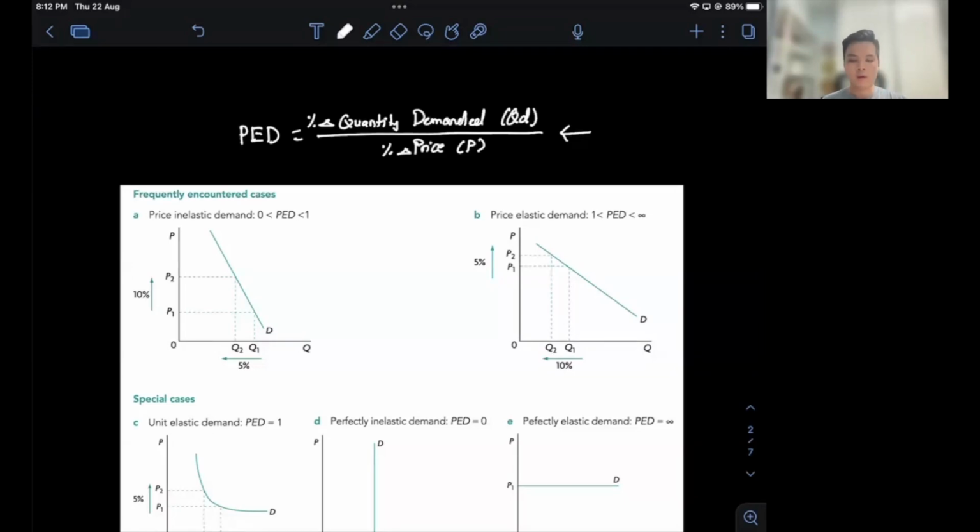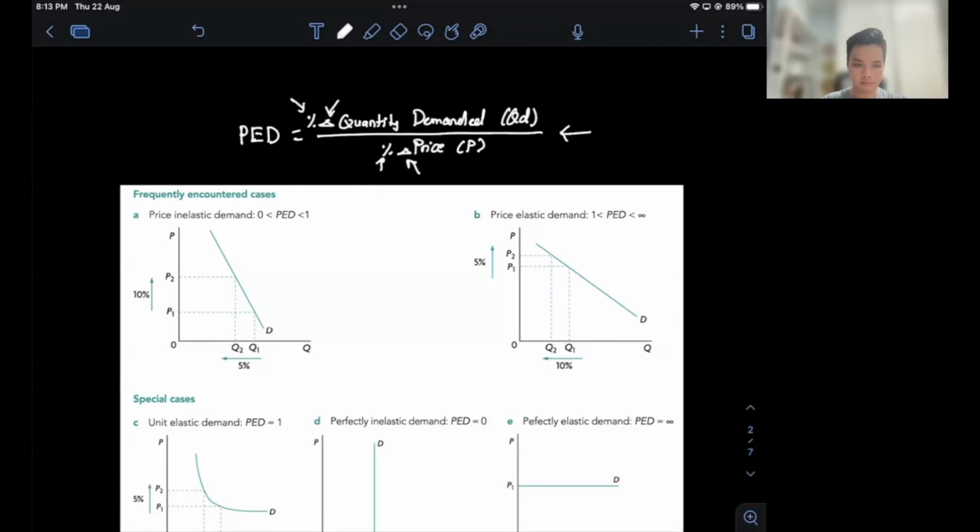The term responsiveness in the definition of PED signals that price and quantity demanded are responding or changing, and therefore there is this triangle over here. And the changes are measured in terms of percentages instead of absolute values, which is why we use a percentage in this formula.